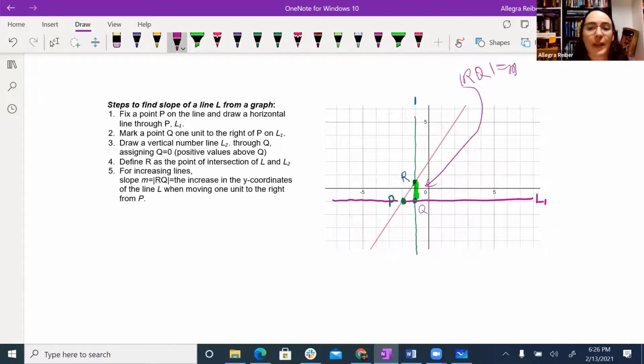And it looks like R is at about 1 and 5/10, 1 and 1/2 units above Q, but it's hard to tell exactly. So I'm going to use a strategy in order to find the value exactly of the slope here. I'm going to use similar triangles.